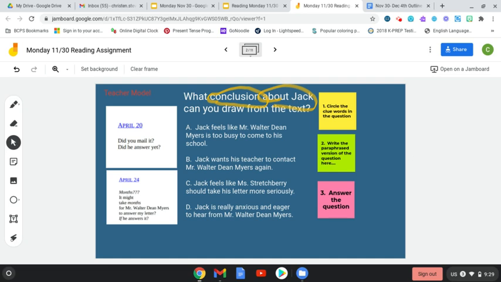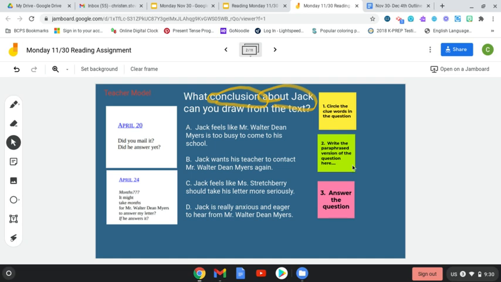Now, let's look at the second thing that we do. Write the paraphrase version of the question here. When I say a paraphrase version, that means putting it in my own words, making it a little bit shorter and simpler. So if the question is, what conclusion about Jack can you draw from the text? I have to think about that word conclusion. I know that when it says drawing a conclusion, that's an inference. That's something that I can tell about Jack, a decision I can make about Jack, something that I know about Jack without them coming right out and telling me.